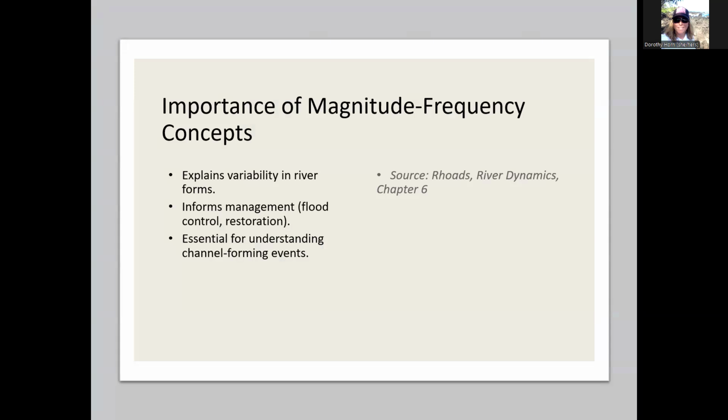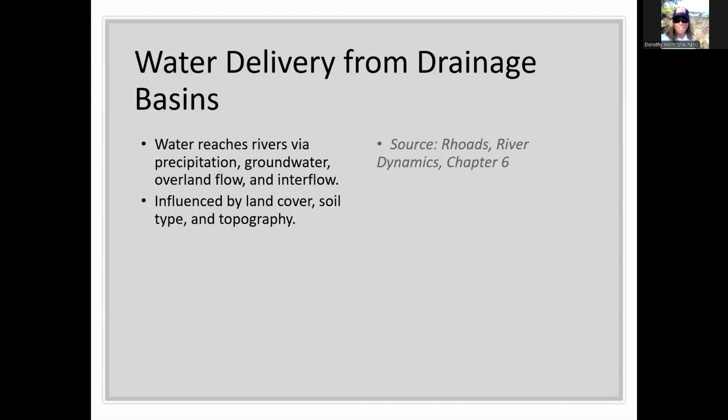Really thinking about the magnitude and the frequency of things has to do with being able to explain the variability, right? You have to inform whoever your management is. What if you are worried about flooding or restoration, okay, and how the channel is going to change? So you have to be able to pay attention to that. Not everything is like the LA River, right, and cemented all the way through.